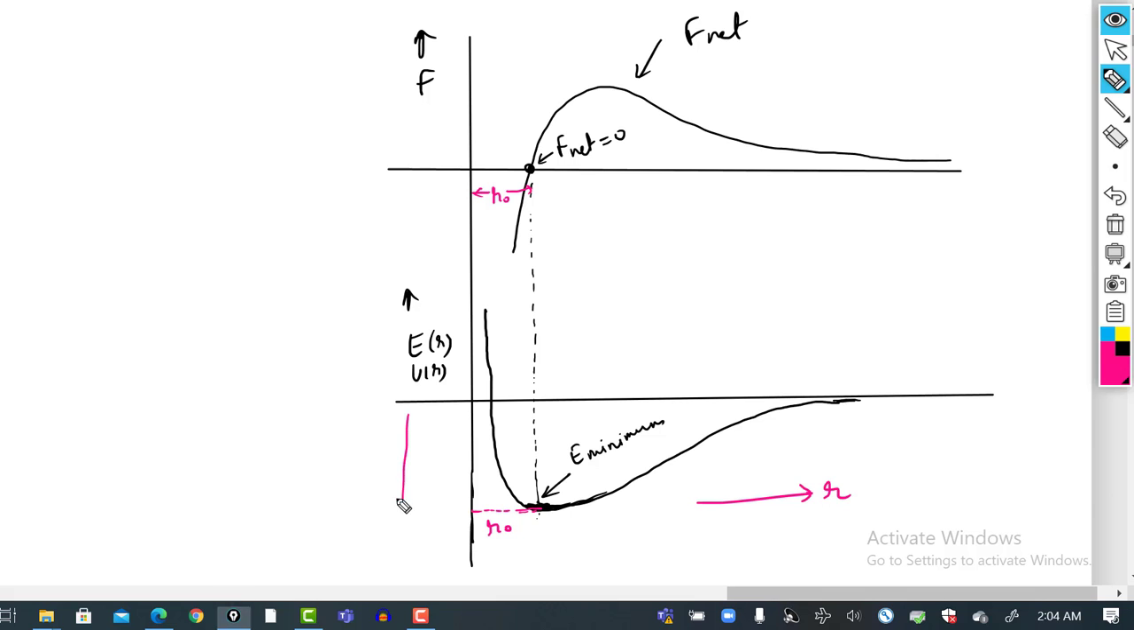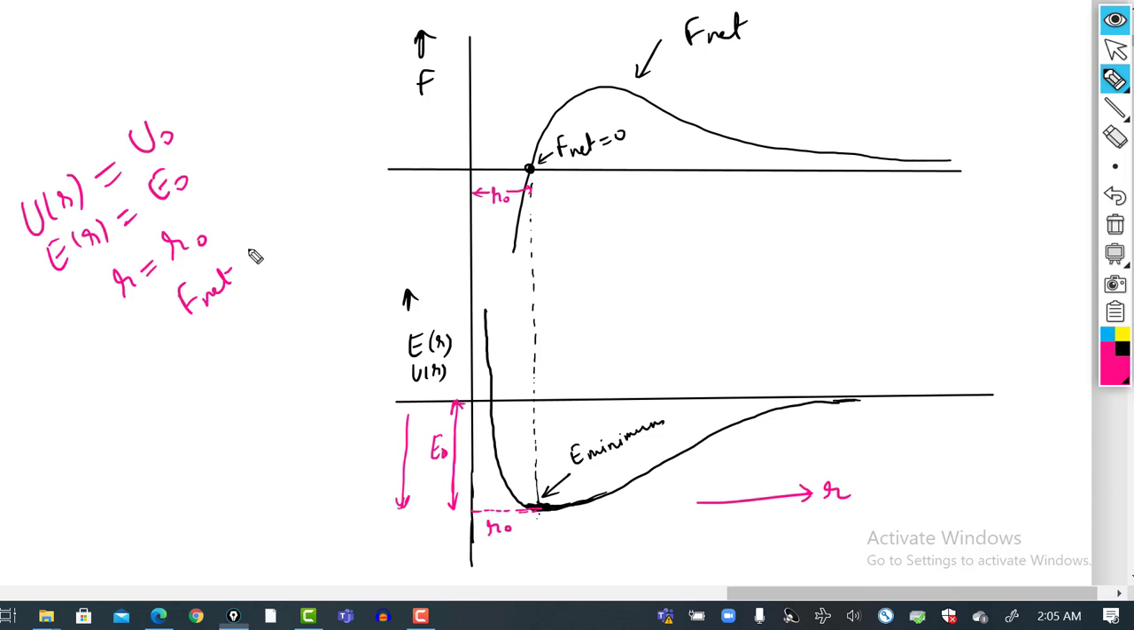Now since this axis is the variation of energy, this distance is going to be E naught, that is the bond energy, or the energy between two atoms when they are at equilibrium. So energy E or U of r will be equal to U naught, or E of r will be equal to E naught. Simply, r will be equal to r naught when and only when F net is 0 and U of r is minimum.